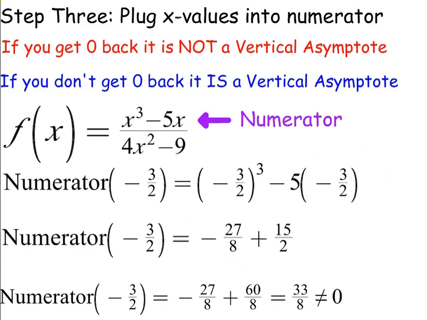If you plug in negative 3/2 to the top, you get negative 3/2 cubed minus 5 times negative 3/2. It's a lot like the previous one, except it's negative 27 over 8 plus 60 over 8. But either way, you still don't get 0 back. So both of these x values are vertical asymptotes. Both x equals negative 3 over 2 and x equals 3 over 2.